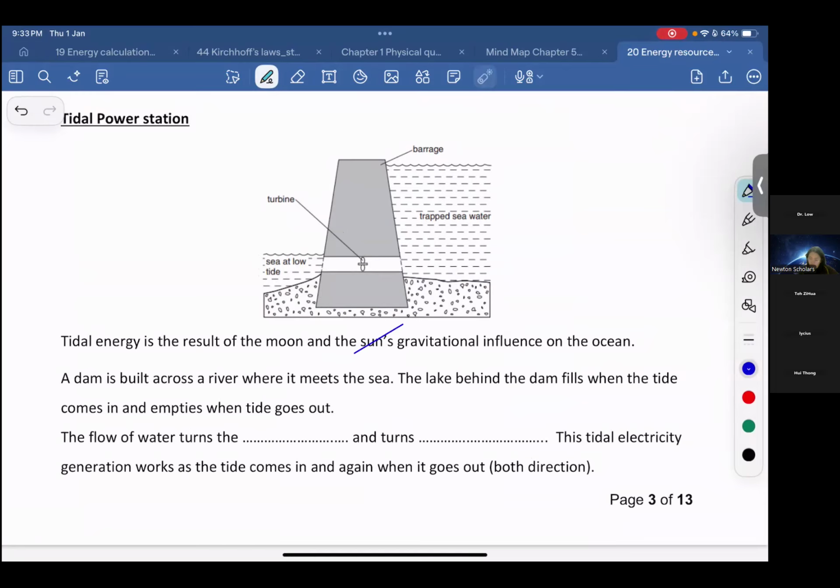So every day, actually, there are two times. Here, go out one time, then after that, go in one time. So the flow of water will turn the turbine. The turbine will turn the generator. At the end, we get electricity. That is tidal. No sun. Okay, is that clear?